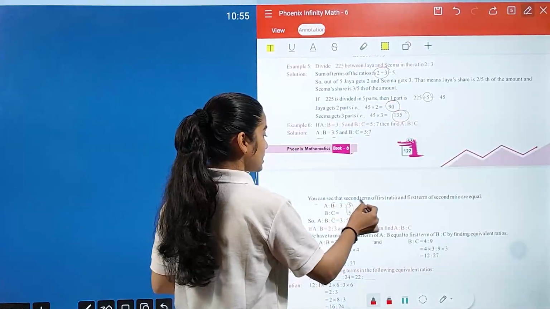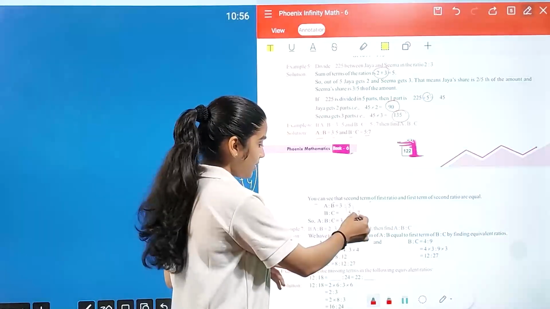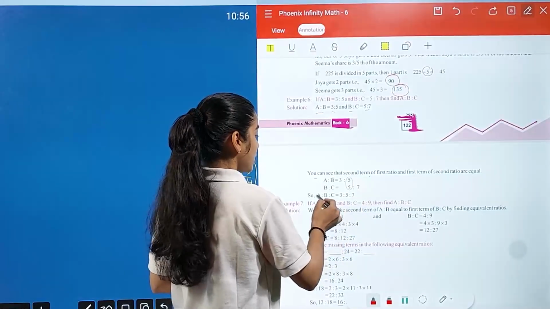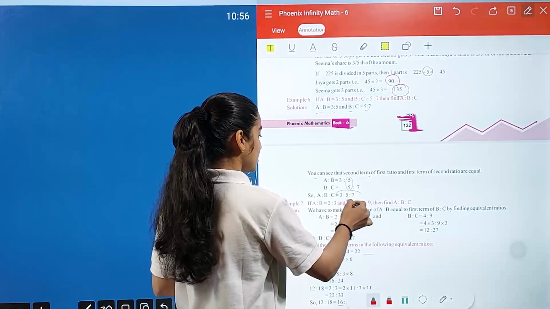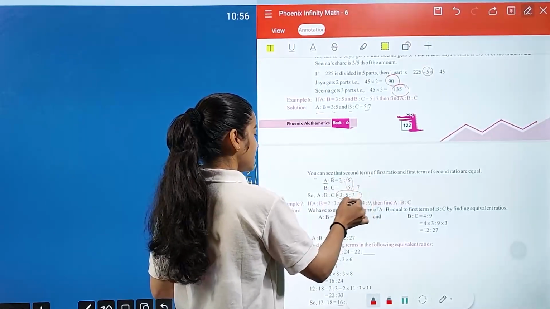You can see that the second term of the first ratio and the first term of the second ratio are equal, 5 and 5. So the difference between this, so we have 2. So A, B and C will be 3 is to 5 is to 7. This is your term. A we have 3, B is the same and 7 is C, 3 is to 5 is to 7.